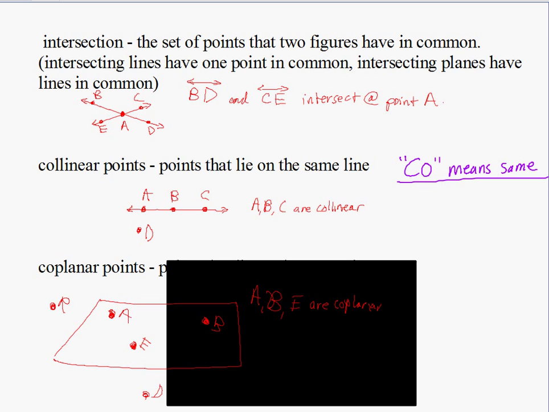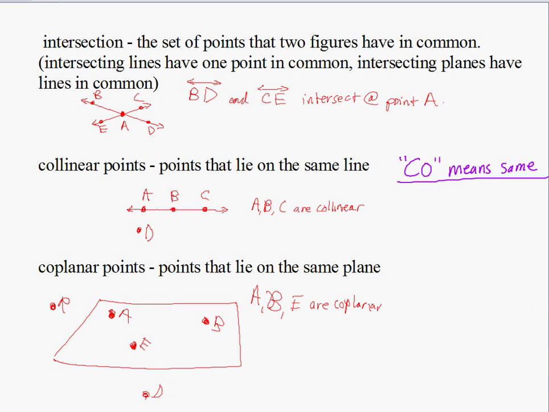Look at lonely D right here though. D is not on this line. So if I were to say name 4 points that are not collinear, I would say A, B, C, and D because not all 4 of them reside on the same line. Questions? No? Okay.